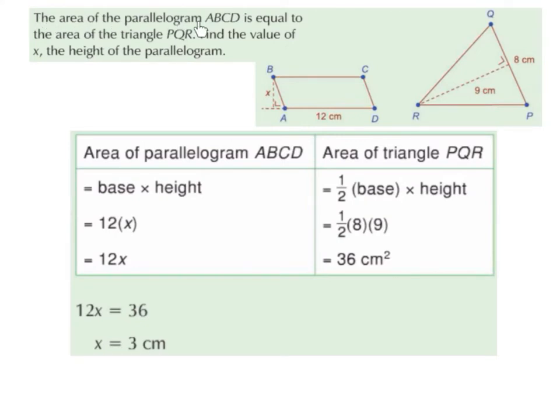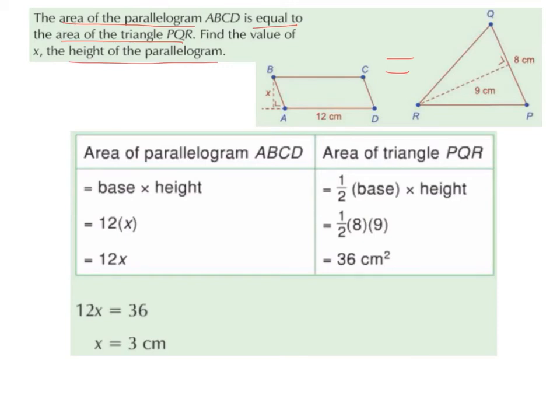The area of the parallelogram ABCD is equal to the area of the triangle PQR. So the area of a parallelogram is equal to the area of our triangle. So we want to find the value of x, which is the height of the parallelogram. So we're trying to find this x value here.